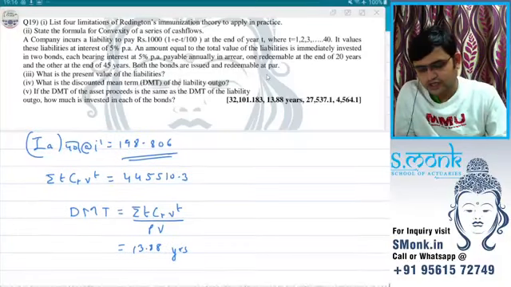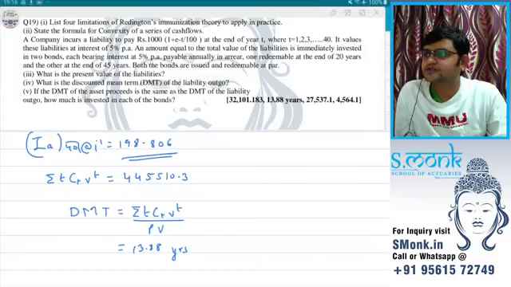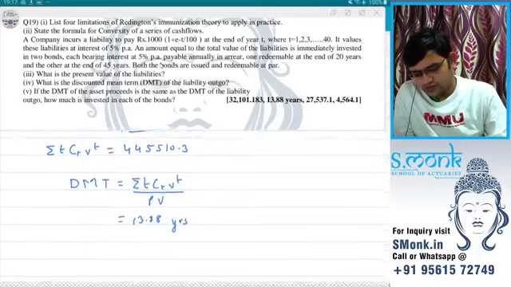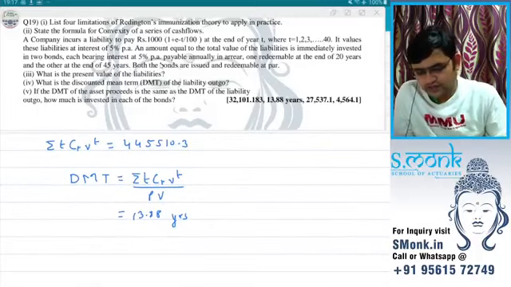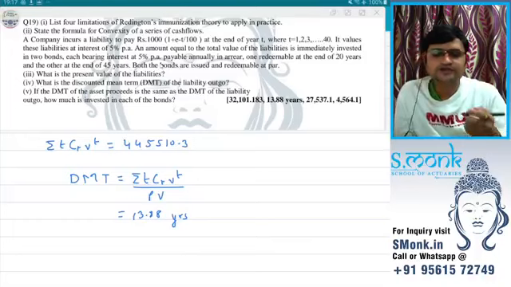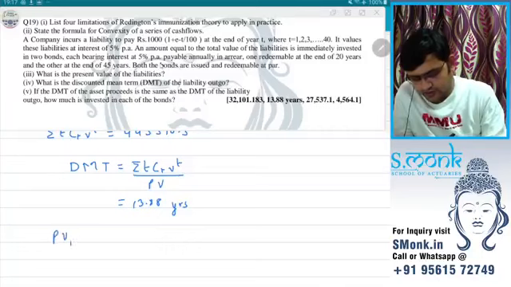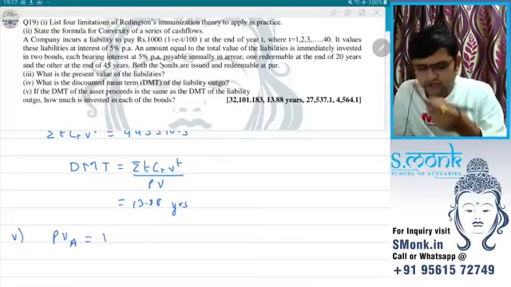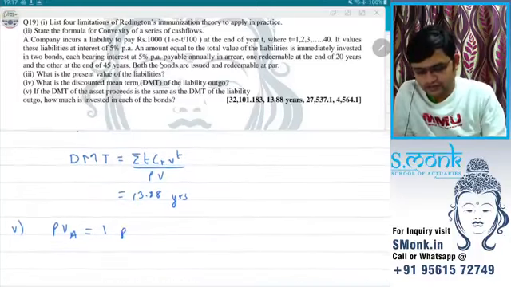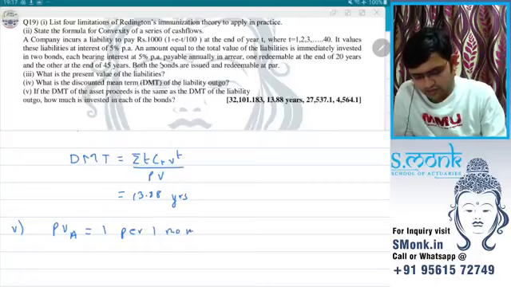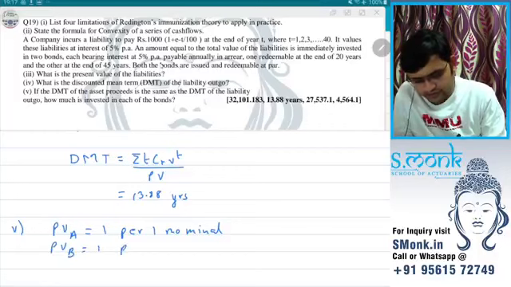Just because the rate of interest and coupons are exactly the same, the first equation, the present value of both of them is going to be 1. So you can directly write present value of bond A would be equal to 1. For one nominal, you will get 1 per one nominal, and present value of bond B will also be 1 per one nominal.